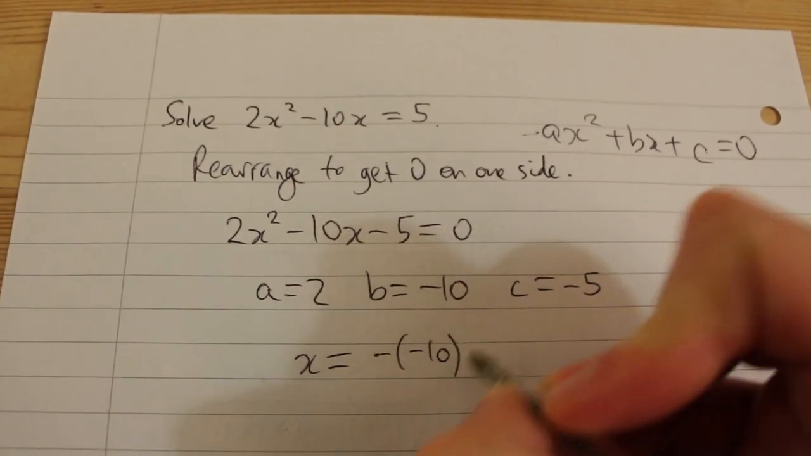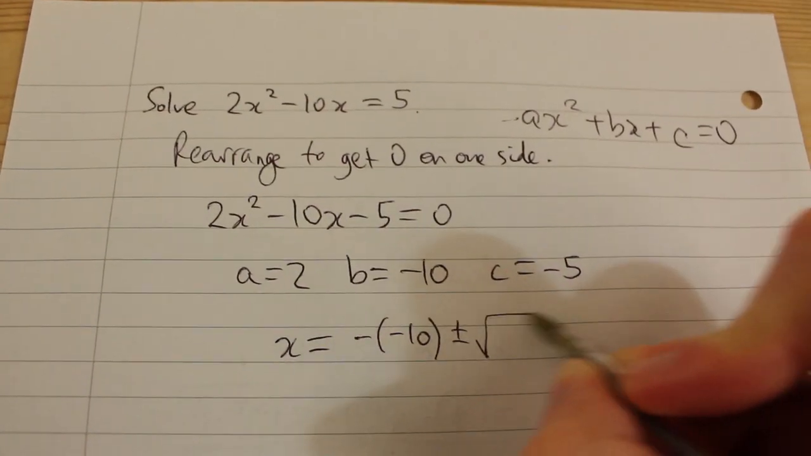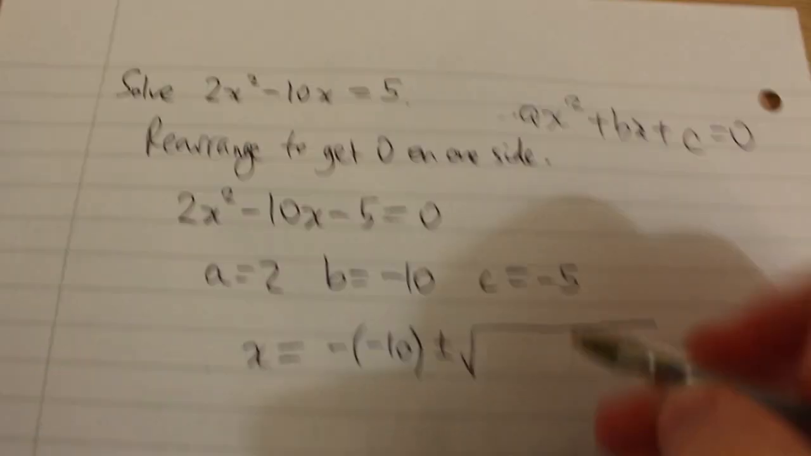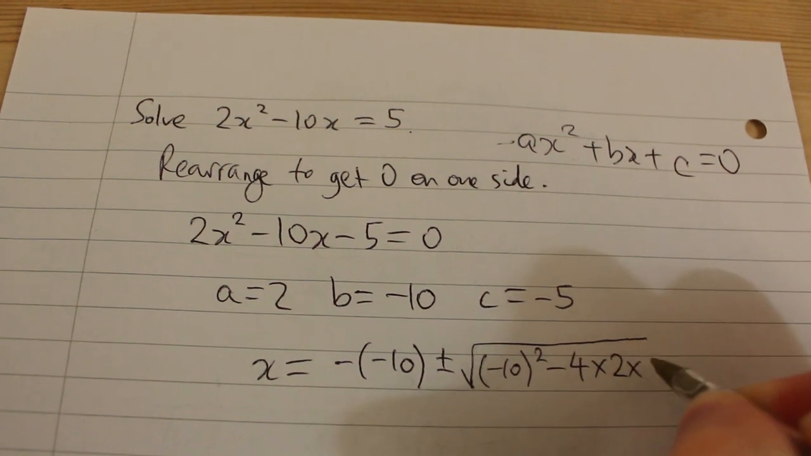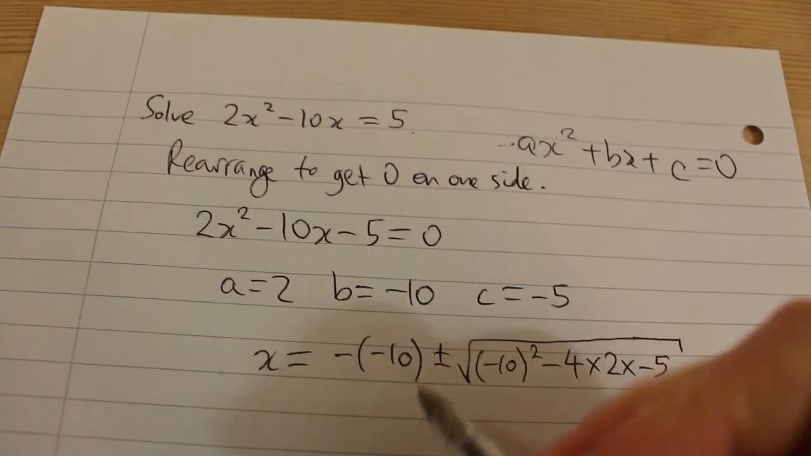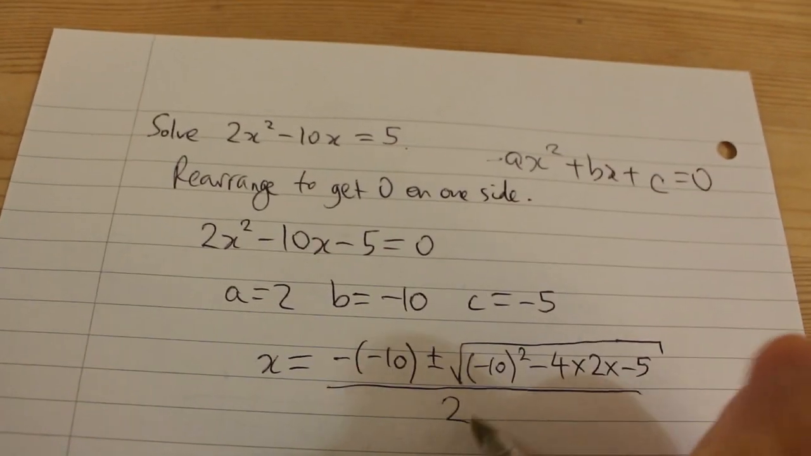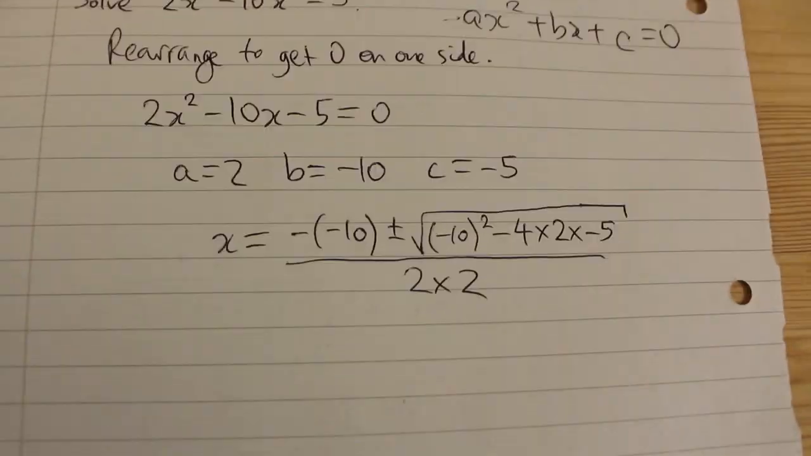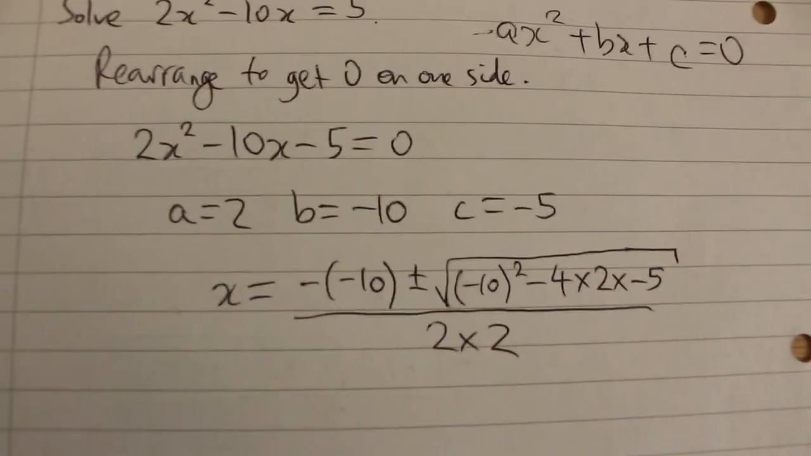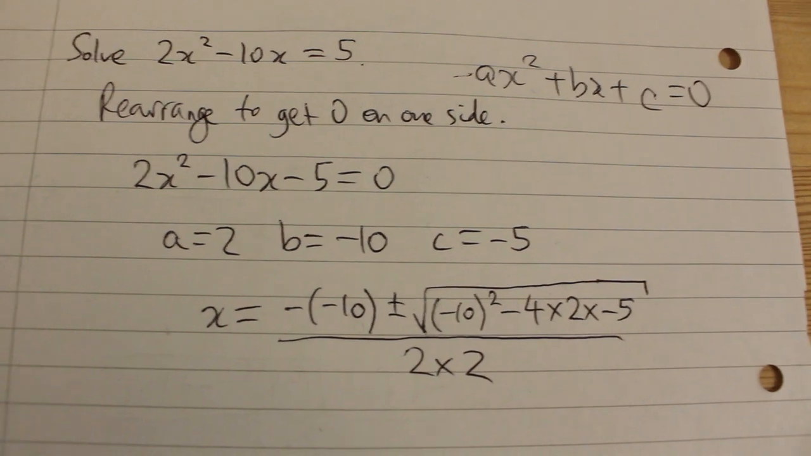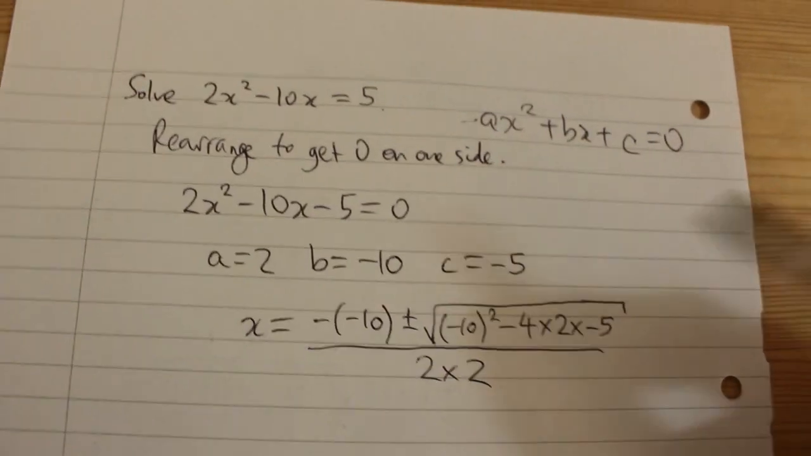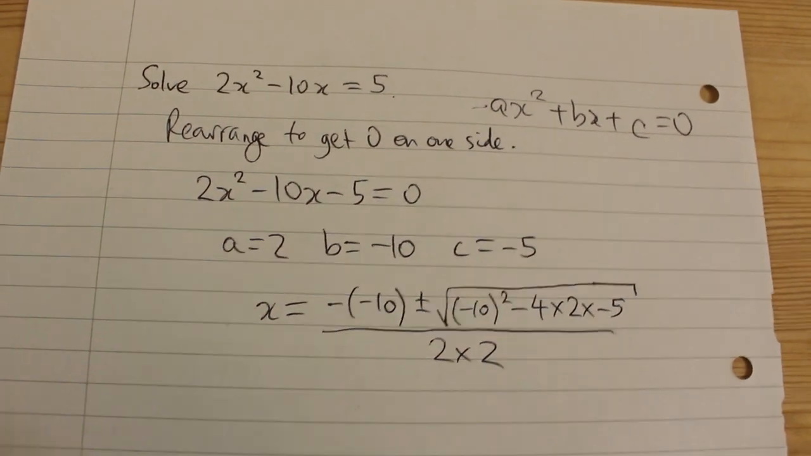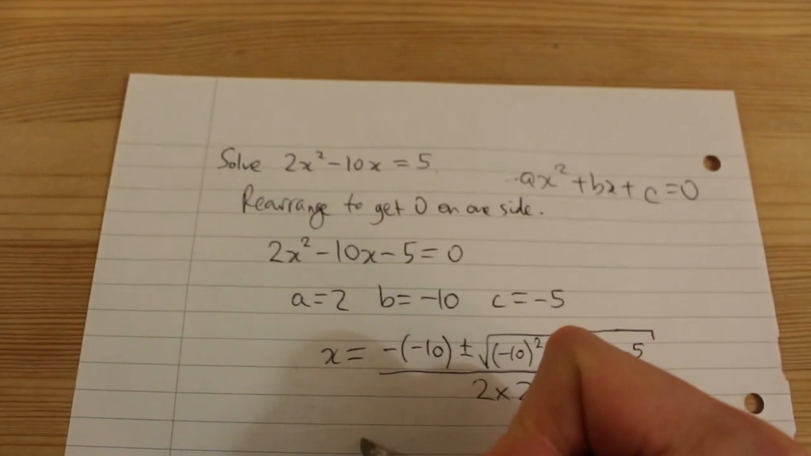So x is going to be minus b, that's minus minus 10, plus or minus the square root of minus 10 all squared, minus 4 times 2 times minus 5, all over 2a, which is 2 times 2. And then we can put that into the calculator and work out the two different solutions, one with a plus and the other with a minus. But I'll just simplify things a little bit first.